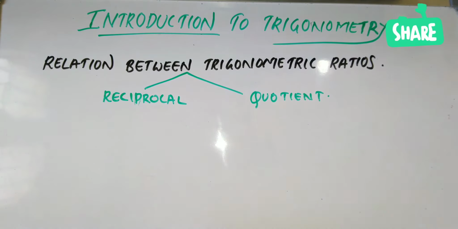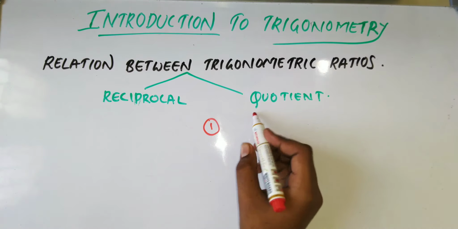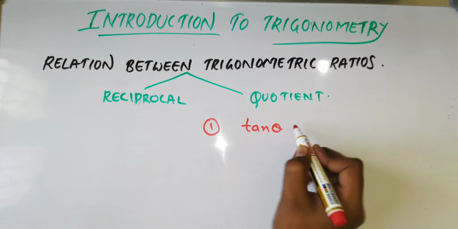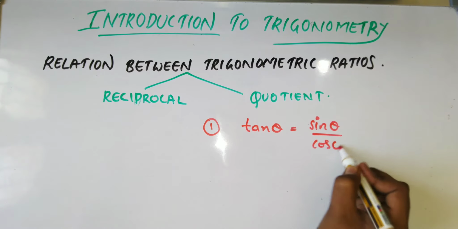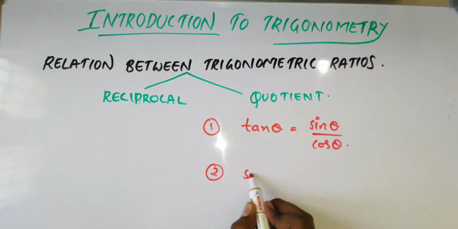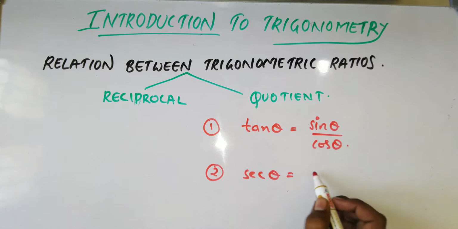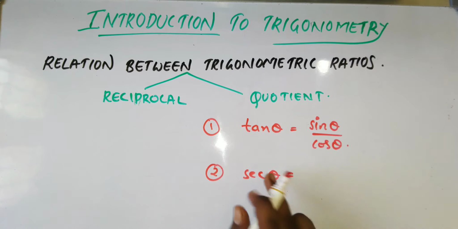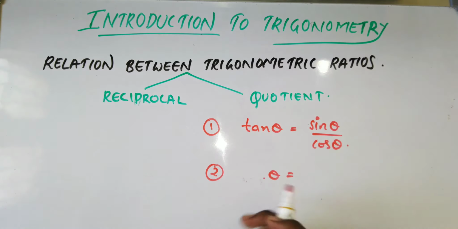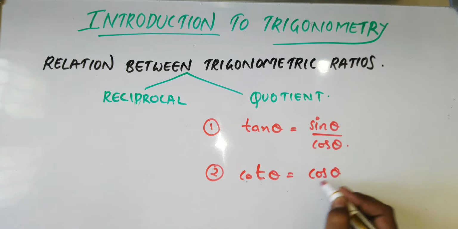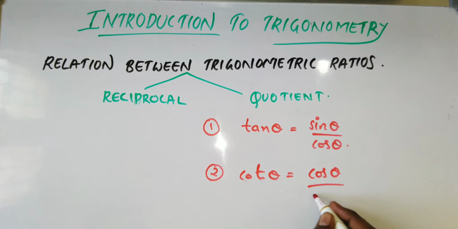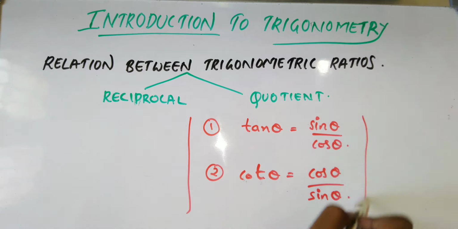Now moving on to the quotient relationship. Tan theta has one more relation, that is sin theta by cos theta. And cot theta will be the reciprocal of this, that is cos theta by sin theta. Okay, so these are the relations based on the quotient.